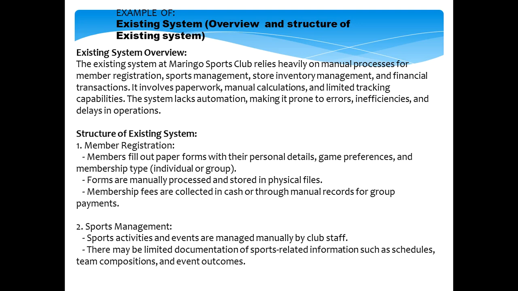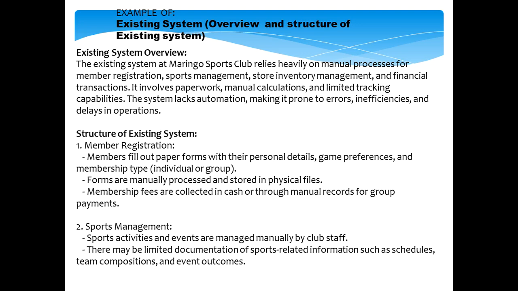Members fill out paper forms with their personal details, game preferences, and membership type, that is individual or group. Forms are manually processed and stored in physical files. Membership fees are collected in cash or through manual records for group payment. So here you see the existing system structure is that you fill a form, that is a paper. We are talking about the manual. Remember the subtopic here is the overview of the existing system.